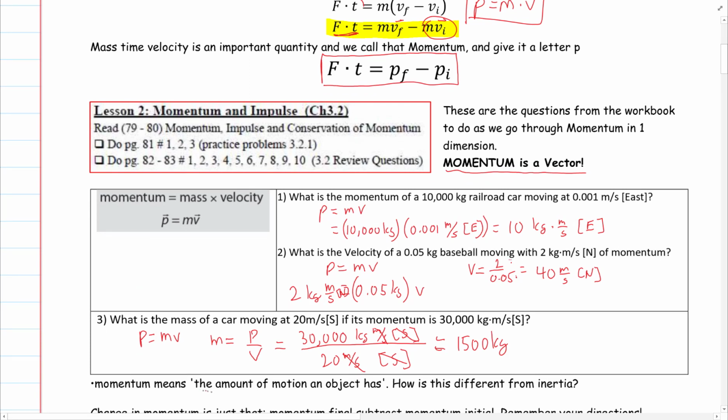Momentum means the amount of motion an object has. How is this different than inertia? The amount of motion. This is from Sir Isaac Newton. He knew this was different than inertia. Inertia only has to do with mass. Momentum is mass times velocity. So if the object is stopped, it'll have zero momentum, but it'll still have inertia.